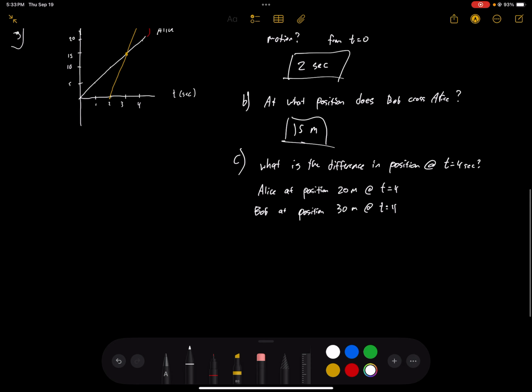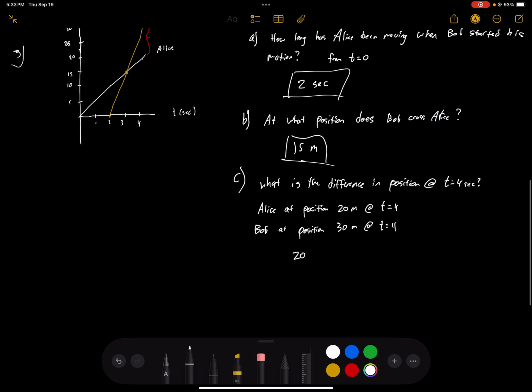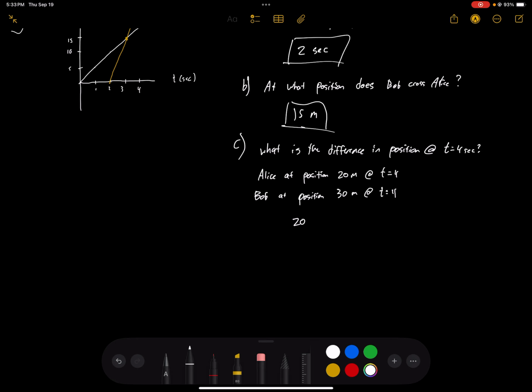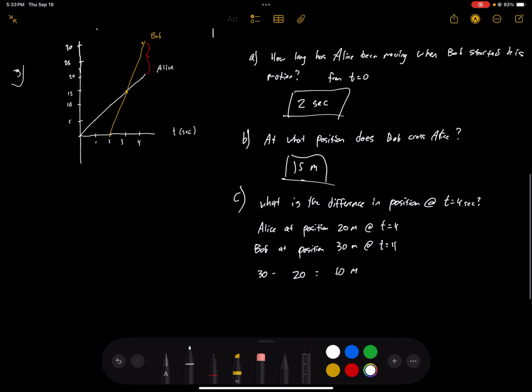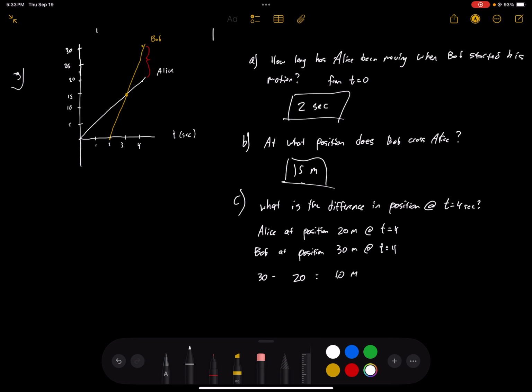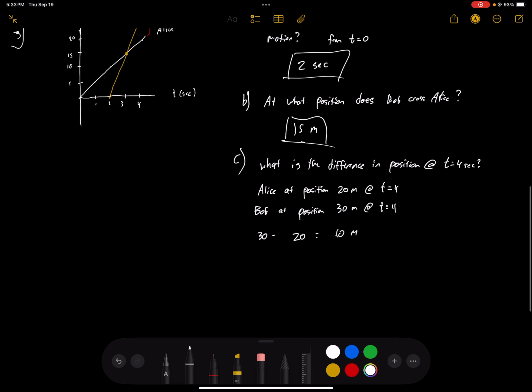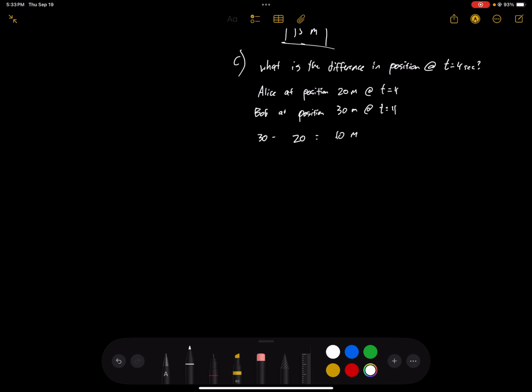So the difference between the two, well, it's just 20 minus 30. So let's just do this: 30 minus 20. So 10 meters. Bob is 10 meters ahead of Alice. And that's the basic idea. So here, I'll box that. That's how you do that kind of problem.